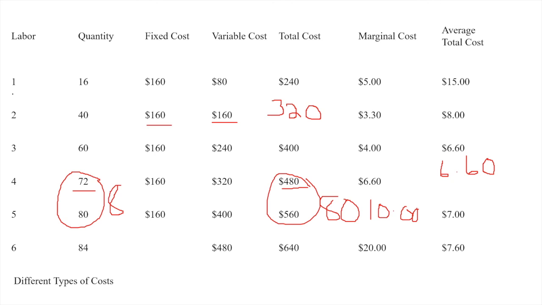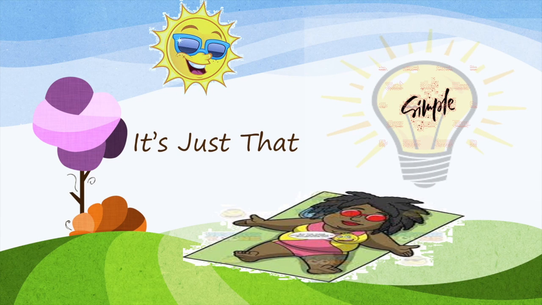What about fixed cost? We know that fixed cost plus variable cost is total cost. Therefore, in order to find the fixed cost, we simply subtract the variable cost from the total cost, which will give us $160 for the fixed cost. You see, it's just that simple.